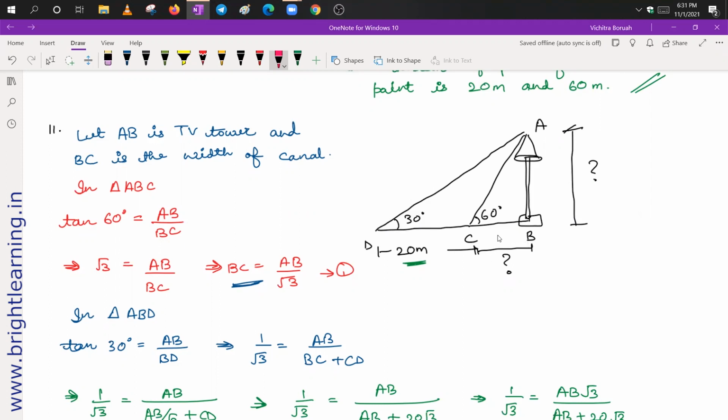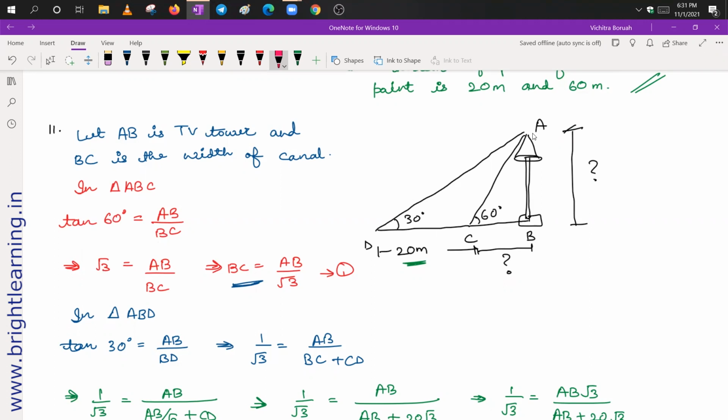Okay. So first we have taken triangle ABC, that is this triangle. In this triangle, both perpendicular and base will be used, so that's why we have taken tan 60 degrees. So tan 60 degrees is equal to AB upon BC. Tan 60 degrees, we know that it is root 3. So from here, we can write BC is equal to AB upon root 3. So this is our first relation.